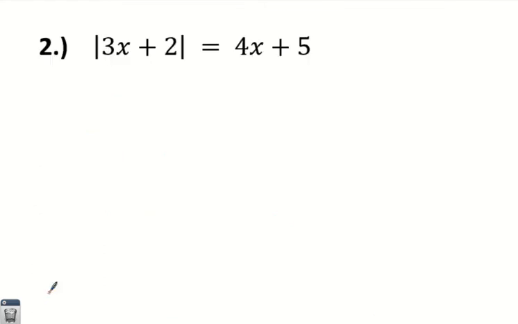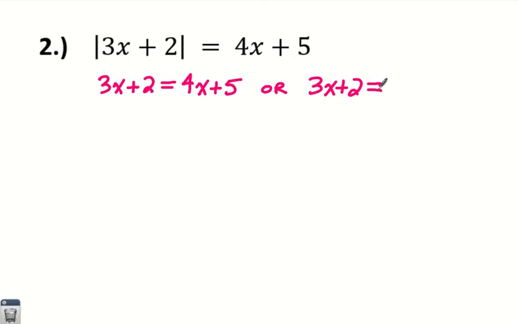And again, that's the overall strategy. And same thing here. I see the absolute value isolated. And so now we can break it up into two cases where the 3x plus 2 would equal positive overall 4x plus 5. But there's also the other case where 3x plus 2 could equal the negative of that entire right side.